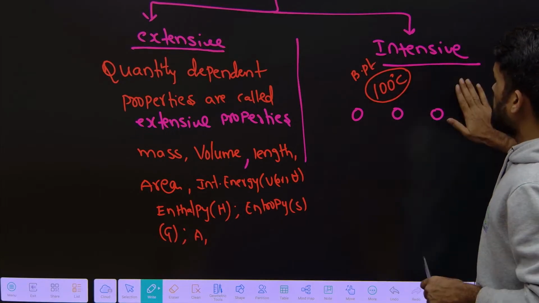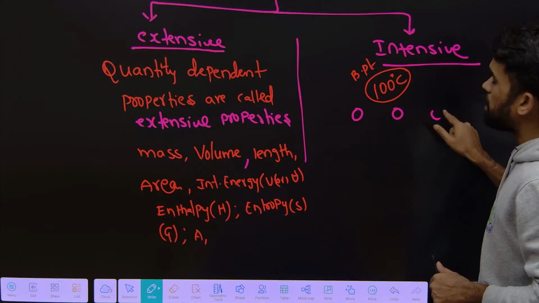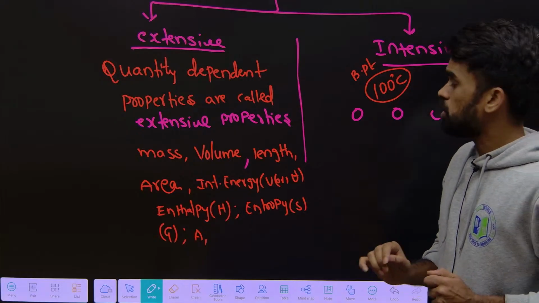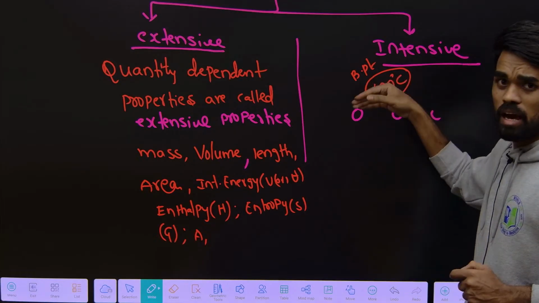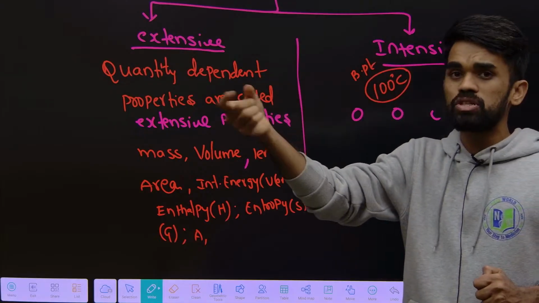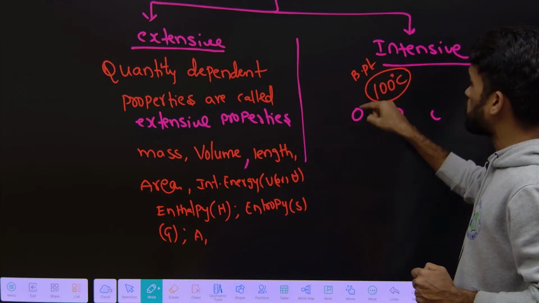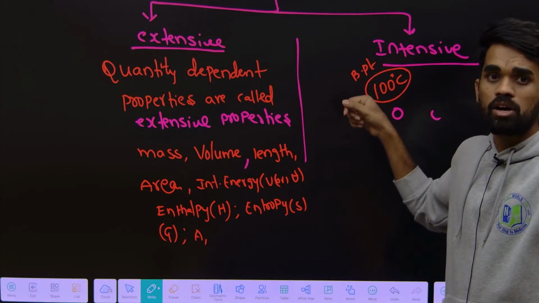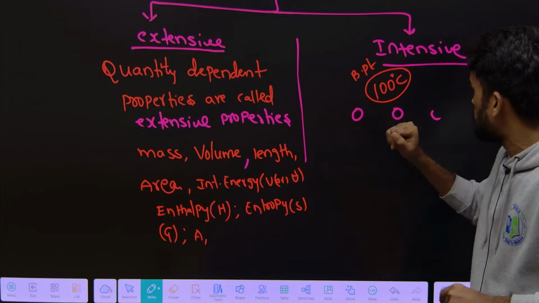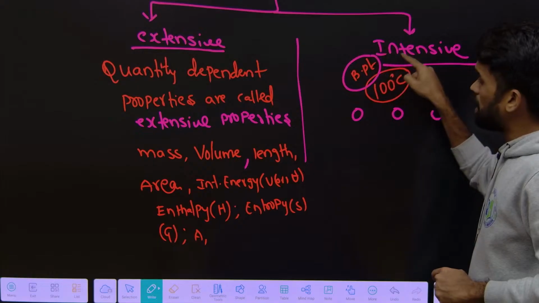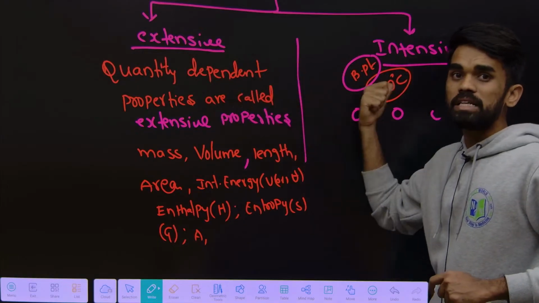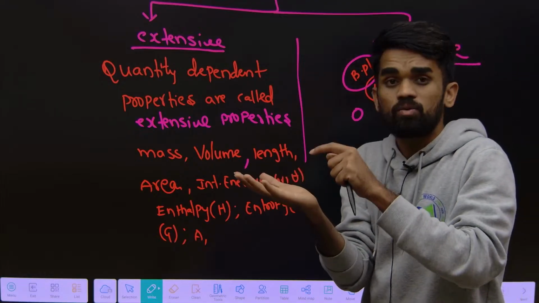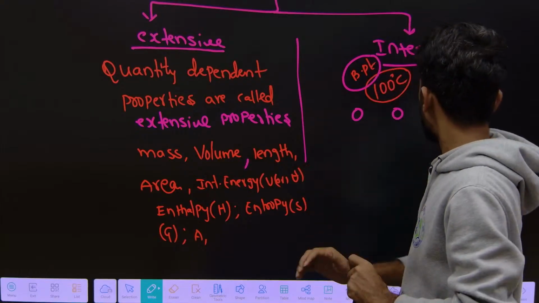So it means boiling point is independent of the quantity of matter you are taking. It depends only on the individual substance. So the boiling point of water will have some specific value, and some other substance like alcohol will have some other specific value. So what do we mean by intensive property? Quantity independent properties are called intensive properties. It doesn't depend on how much quantity you are taking. Hope this is also clear.